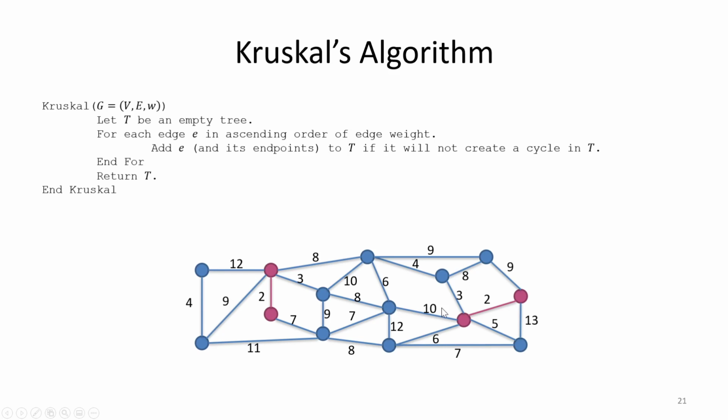Now we've got some 3s. Oh, it looks like I got this one first. And then this one over here. Okay, neither of those create a cycle. Some 4s. That 4. This 4.